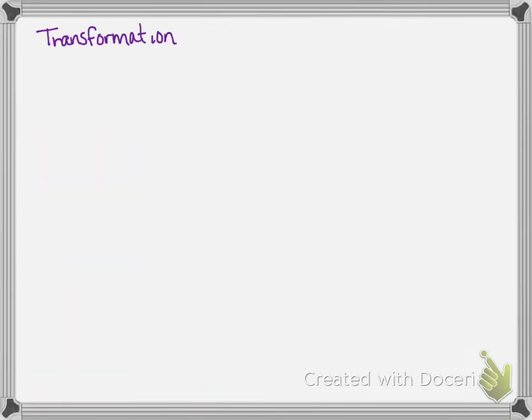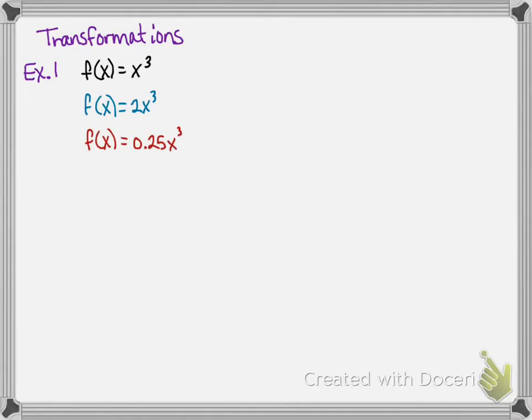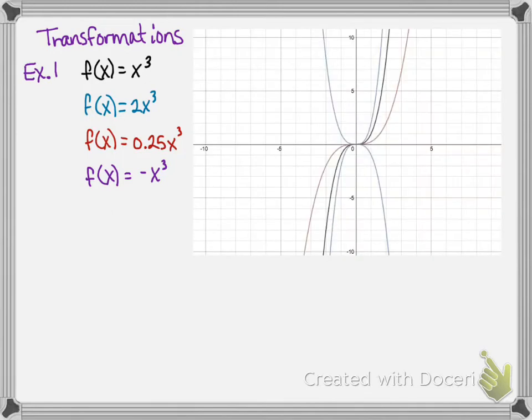Let's look at some transformations. Example 1. Okay, we're going to compare our transformations with f of x equals x cubed. So we'll look at f of x equals 2x cubed, f of x equals 0.25x cubed, and f of x equals -x cubed. Looking at a coordinate plane with all four graphs, we see this.